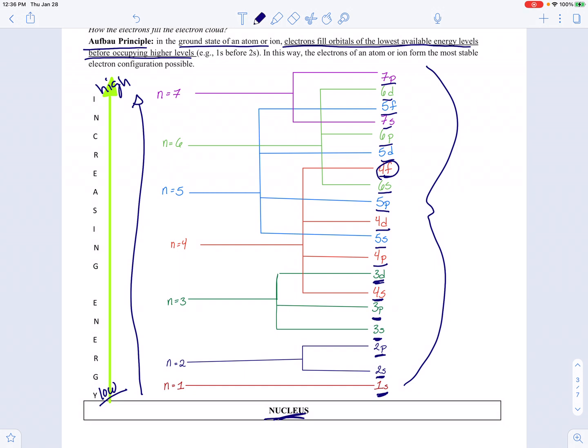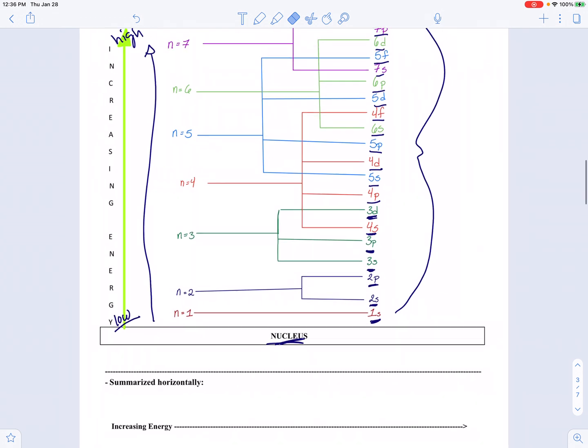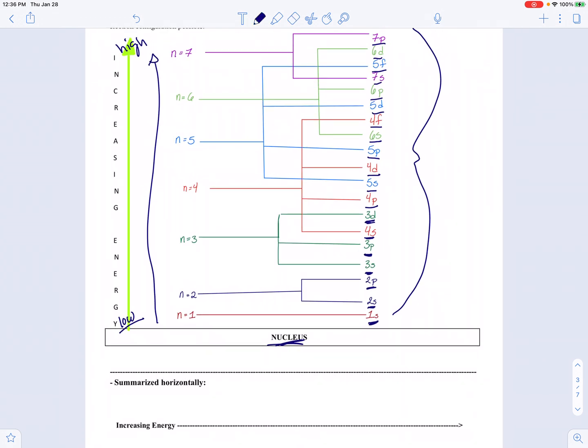So this ends up being the actual filling order, and these are already arranged from lowest energy level to highest energy level, and it does get a little bit tricky once we start hitting the 4th energy level. Now, nobody's going to ask you to memorize this filling order, but I will show you some tricks as to how to figure out your filling order in a way that's a little bit easier.